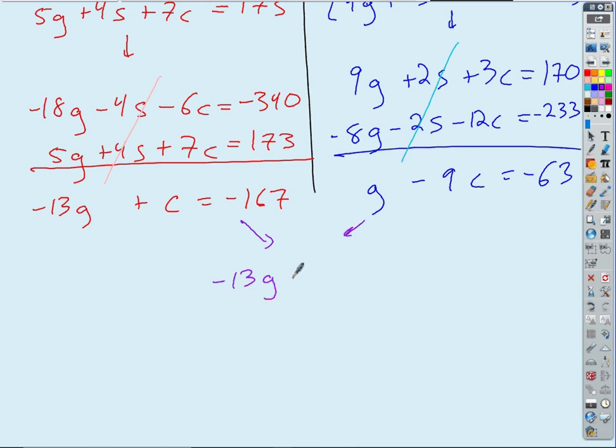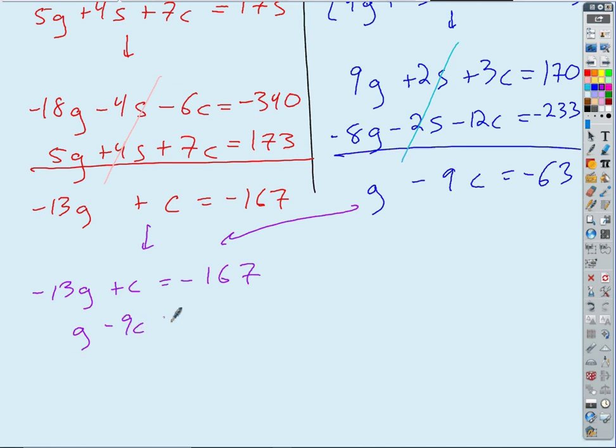Negative 13G plus C equals negative 167. You know what I'm going to do? Let me do this, save a little space here. Let's start. We'll do that. So we get negative 13G plus C equals negative 167, and G minus 9C equals negative 63.